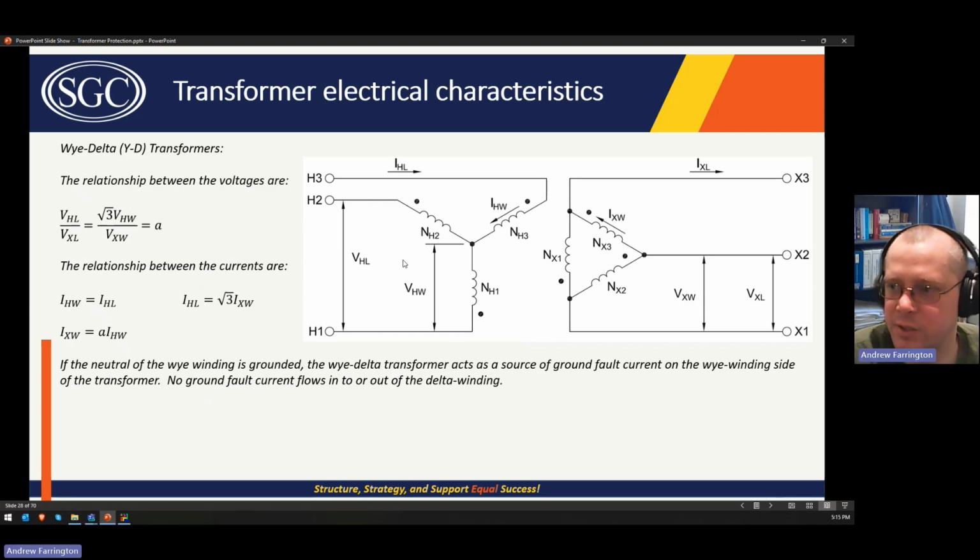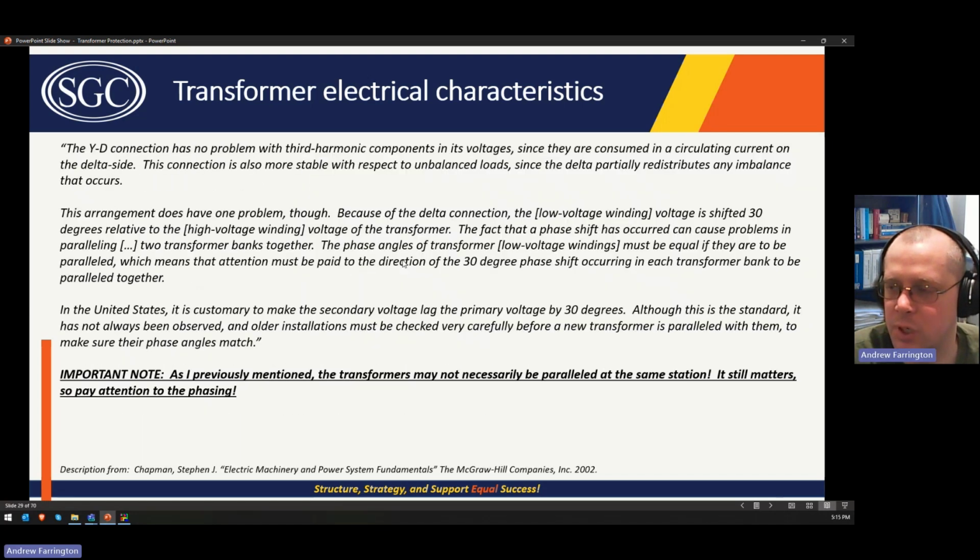Then we have Y delta and delta Y transformers. I'm not going to cover both of them individually, but basically the delta Y transformer is the all-star of transformers. It doesn't have any of the third harmonic issues. It provides a source of zero sequence fault current and not a path. We'll talk about that on the other slide. I don't want to waste time. So those are good properties.